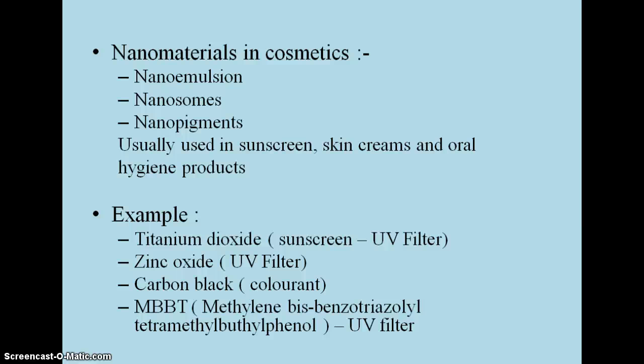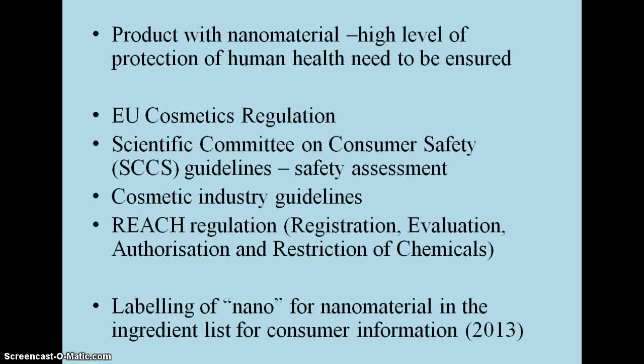And here are the examples of nanomaterials. The first one is titanium dioxide, which we can find in sunscreen as a UV filter. Next is zinc oxide, which is also a UV filter, carbon black as colorant, and MBBT as a UV filter as well. For products with nanomaterial, a high level of protection of human health needs to be ensured.